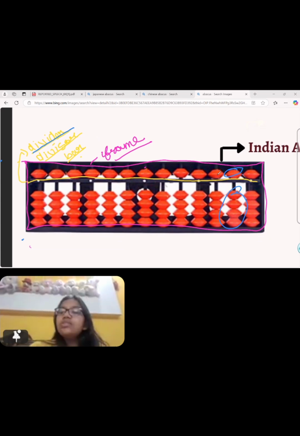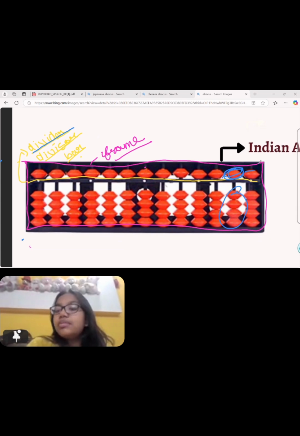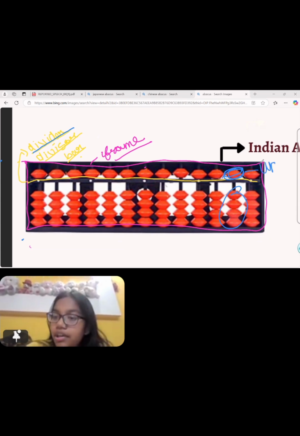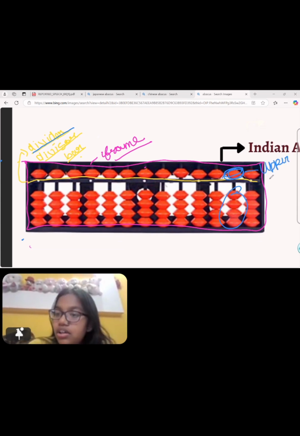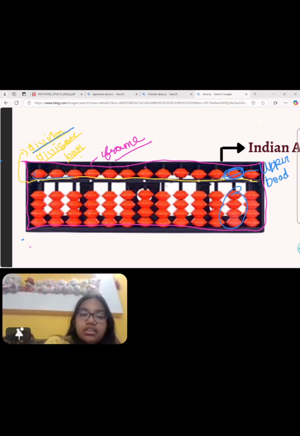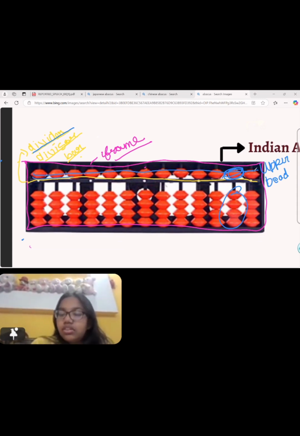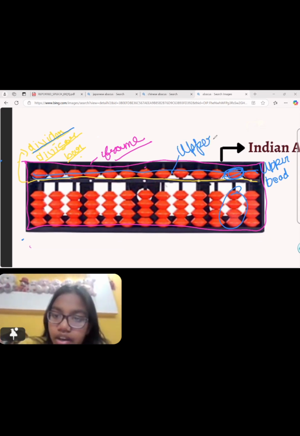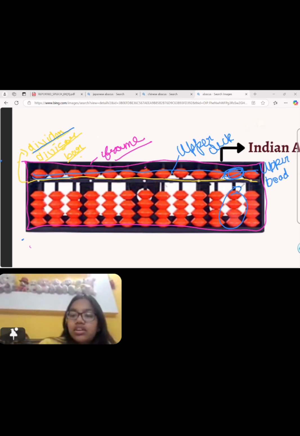Okay, now see here this bead. This bead is called the upper bead. What is it called? Upper bead. Repeat after me. Upper bead. Upper bead. And this whole line is called the upper deck. What is it called? The upper deck. Upper deck. Right.